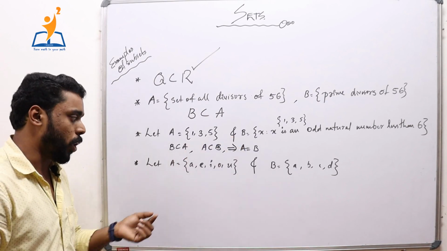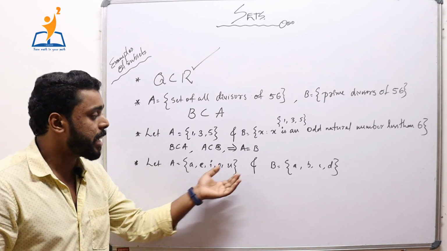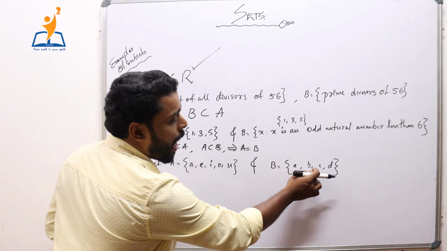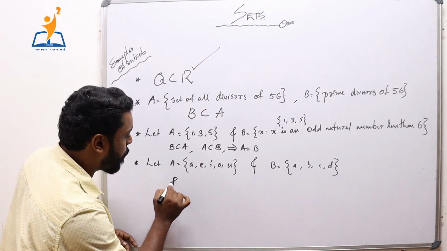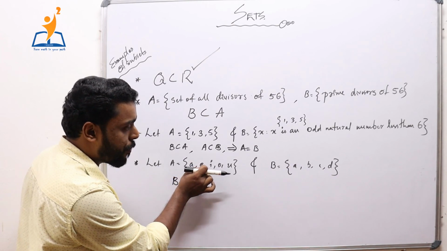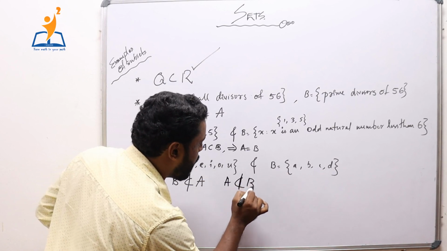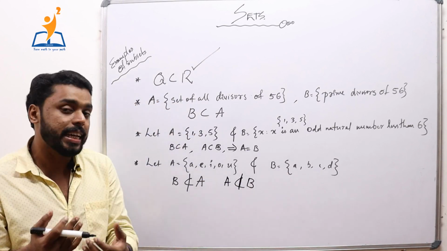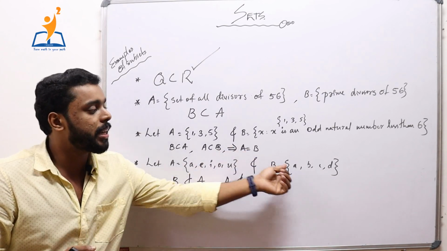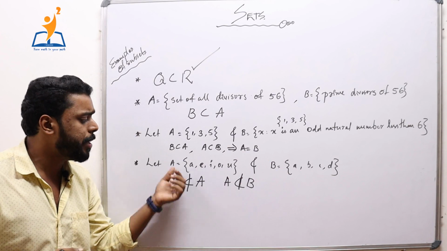Now coming on to the fourth one. Let A equal {a, e, i, o, u}, which is the set of all vowels in the English alphabet, and B equal {a, b, c, d}. We can easily observe that here we have b, but b is not in A. Hence, set B is not a subset of set A. Also, you can easily observe that here we have e, but e is not in B. So we can say that A is not a subset of B either, because A is a subset of B only when each and every element of A is in B, but here we don't have e. So A is not a subset of B. Similarly, B is not a subset of A.